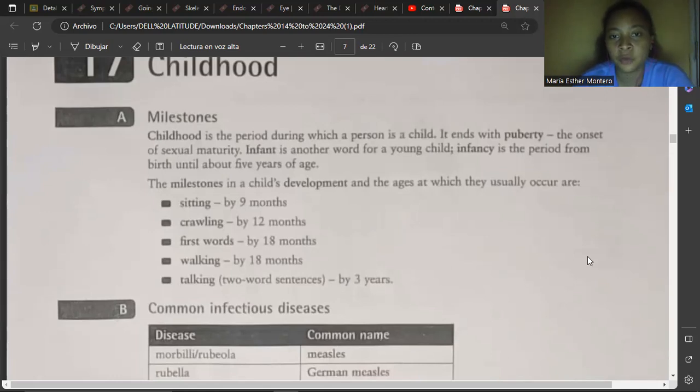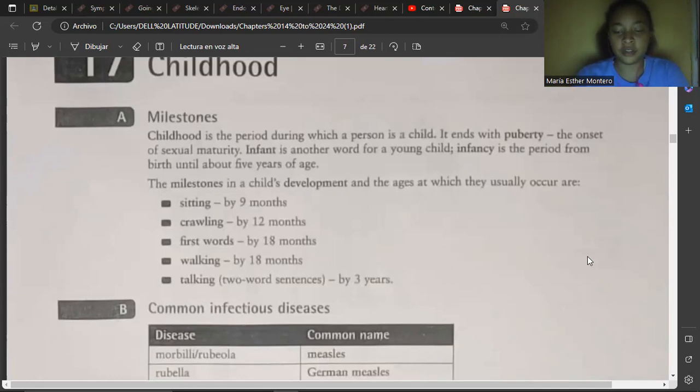Infant is another word for a young child. Infancy is the period from birth until about 5 years of age. The milestones in a child's development and the ages at which they usually occur are: sitting by 9 months, crawling by 12 months, first words by 18 months, walking by 18 months, and talking in 2-word sentences by 3 years.